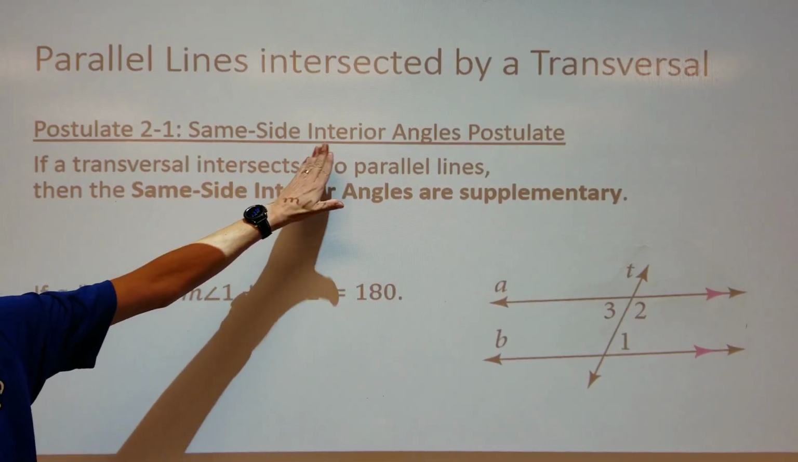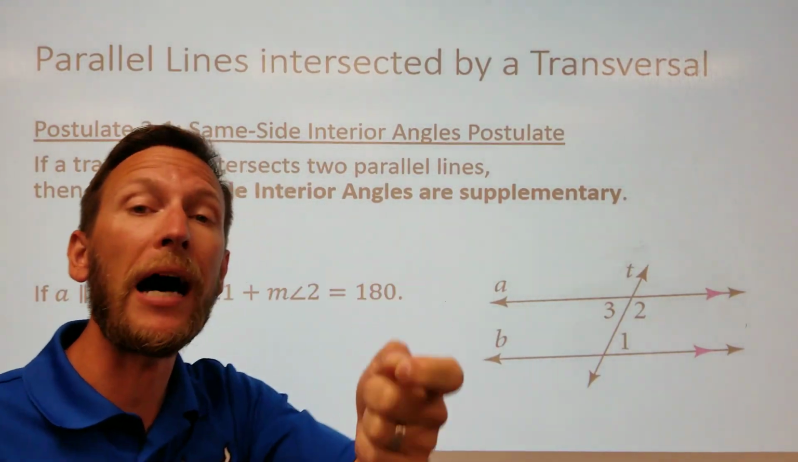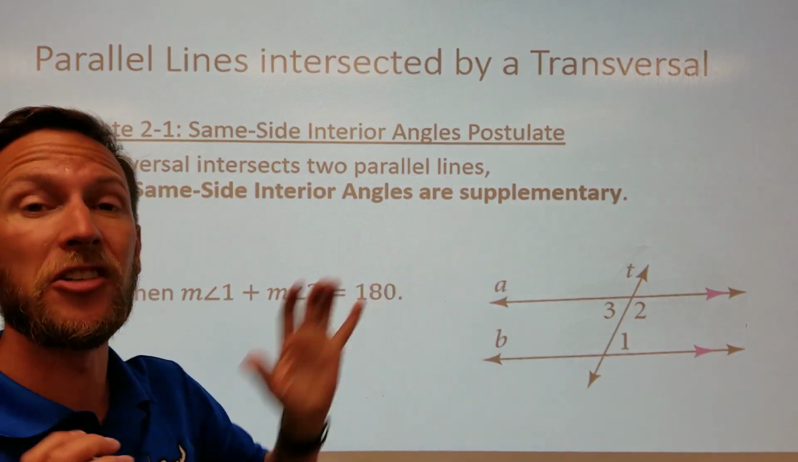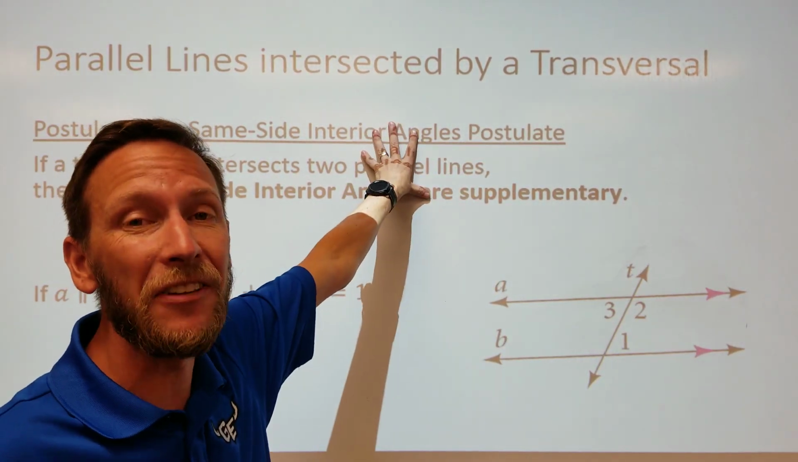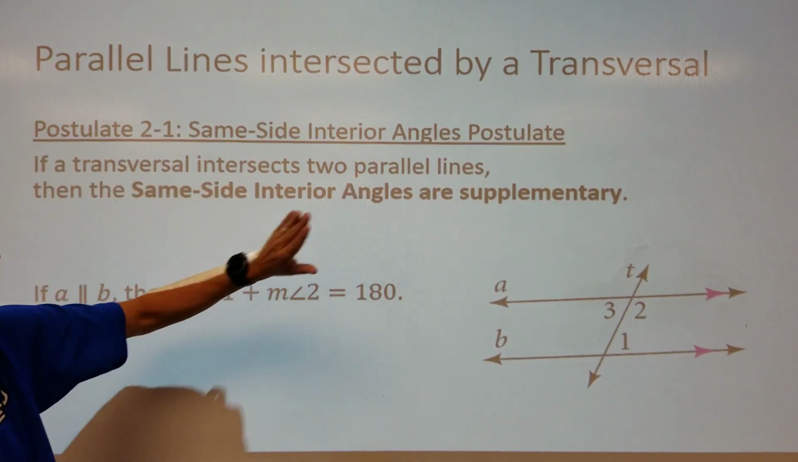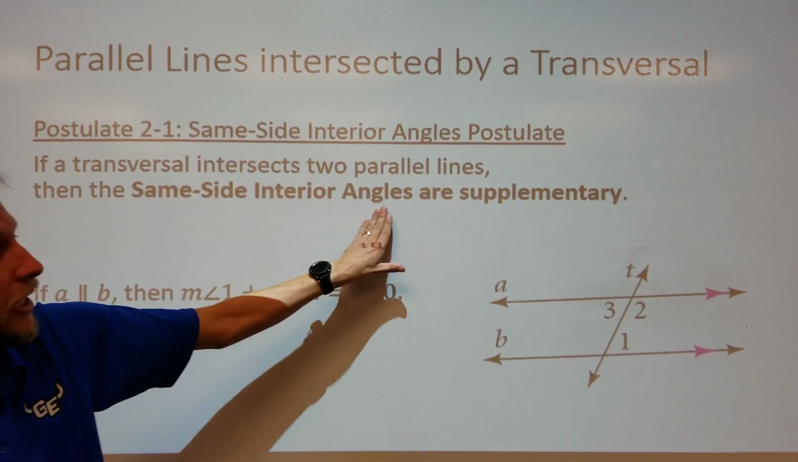Postulate 2.1, the same side interior angles postulate. So this is a postulate that we just accept and believe that it's true. And we will use this then to prove some theorems. We're just going to believe this now. It's a postulate, so we're going to believe it. If a transversal intersects 2 parallel lines, then the same side interior angles are supplementary.